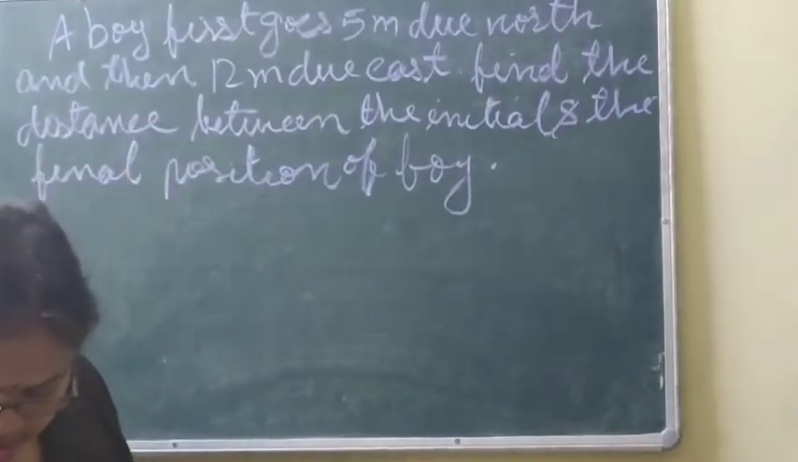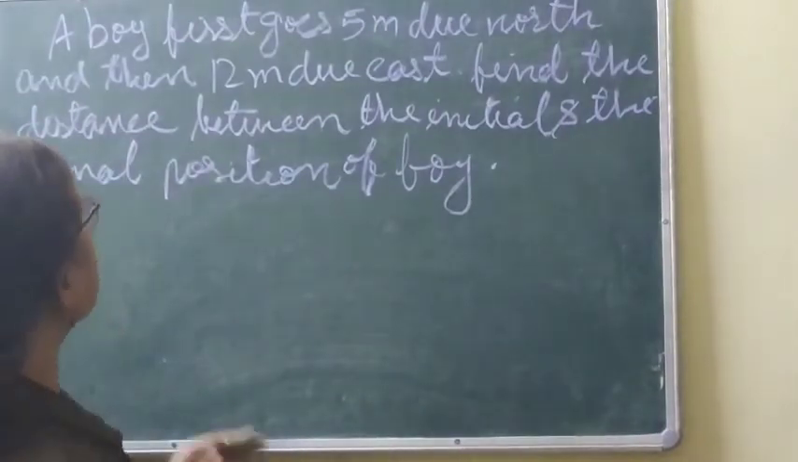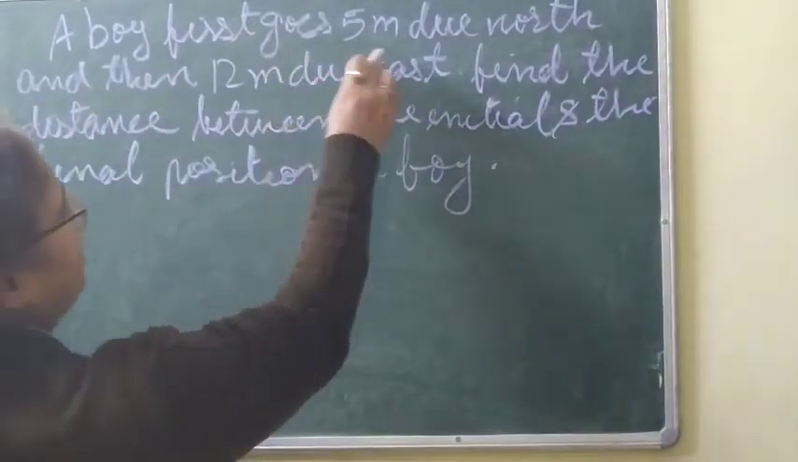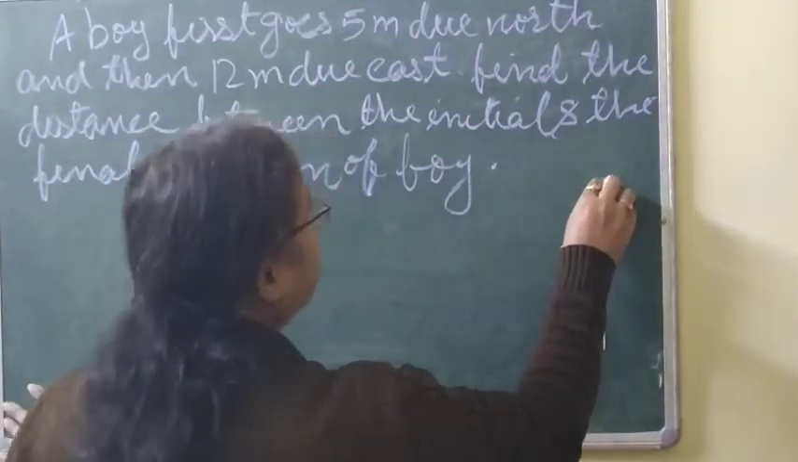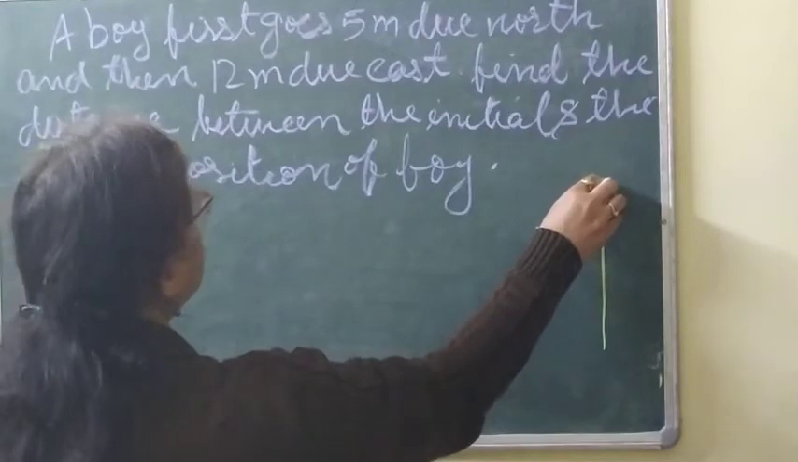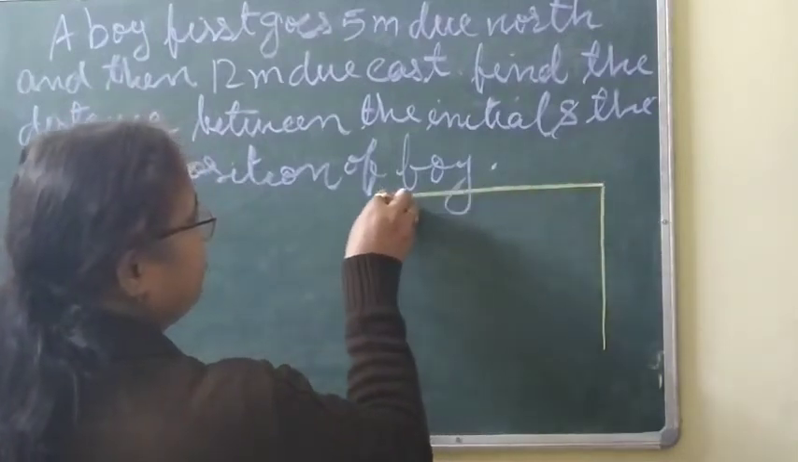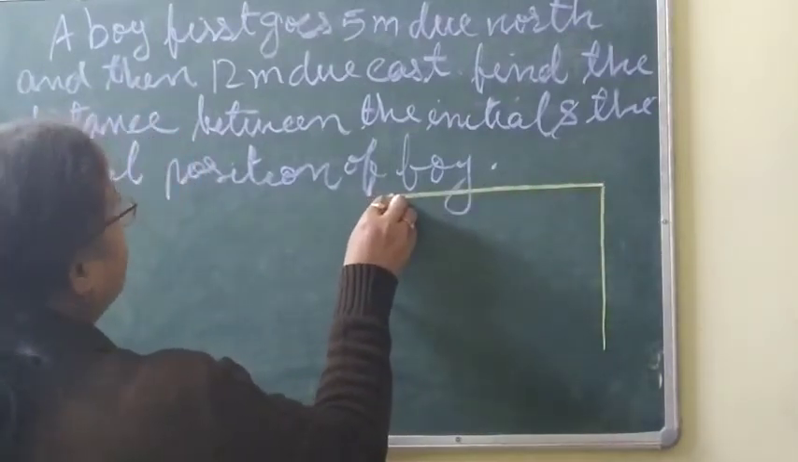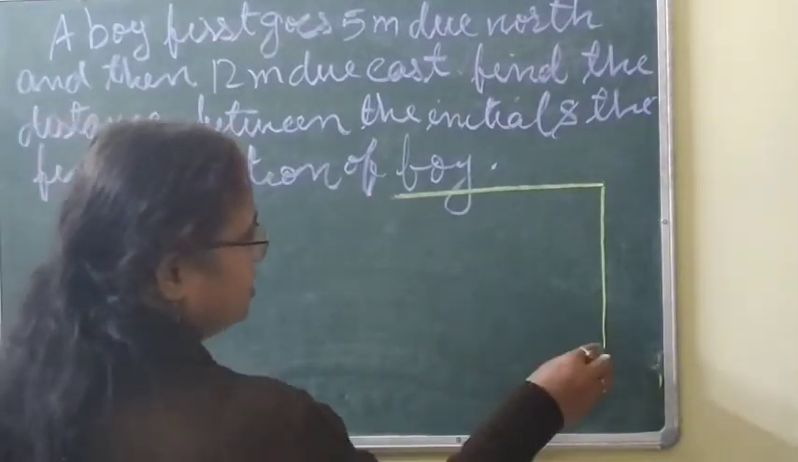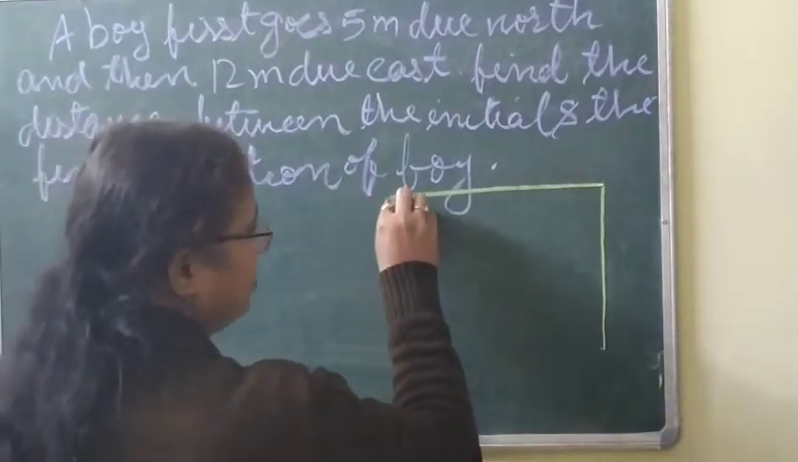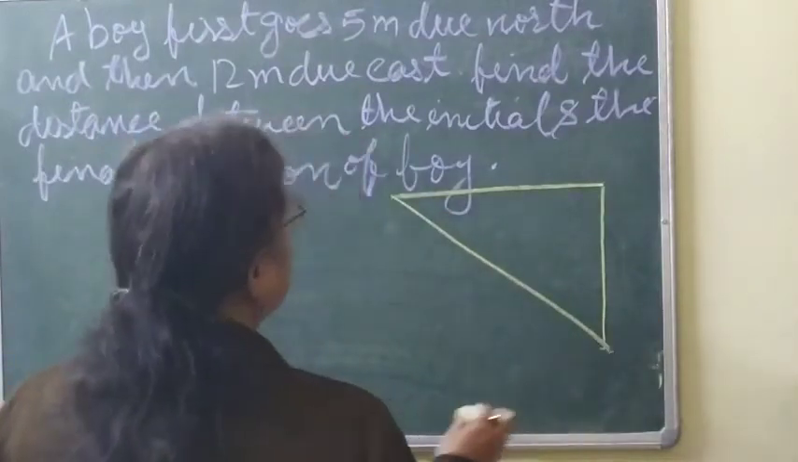Okay, this is the question. Now solve it. A boy first goes 5 meters due north, means going north. Clear? And then 12 meters due east. Find the distance between the initial and the final position. This is the initial position, this is the final position of the boy. Clear?